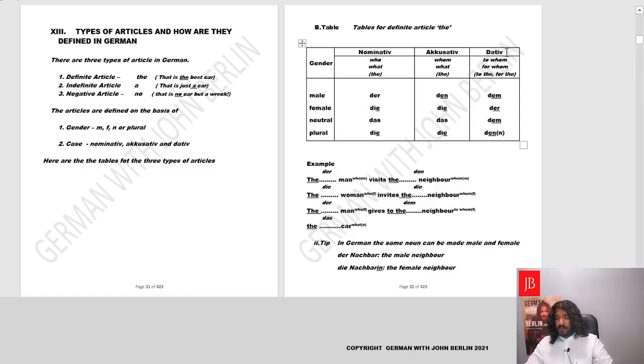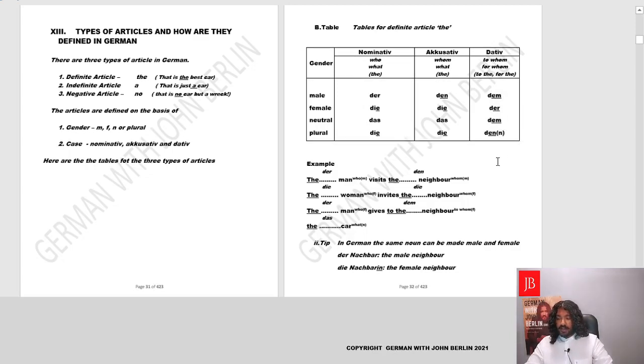Now similarly, we come to dative. If the indirect object is masculine, it will be dem. If the indirect object is feminine, it will be der. Neutral, it will be dem. And plural, it will be den plus an extra n, which I'll talk about later.